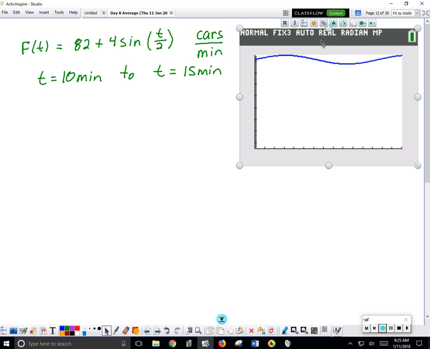I'll just walk. If you have a question, just stop me as I'm walking. Get that on your calculator, get that in your notes. Yeah, it's 82 plus 4 sine of 2. So it's just x over 2? Yeah, x over 2. We think of it as t, but we're using x.